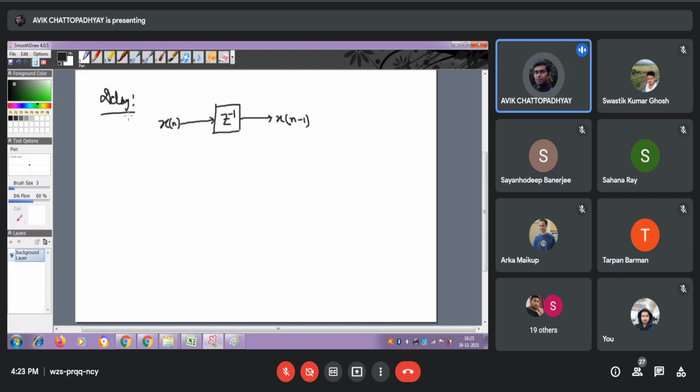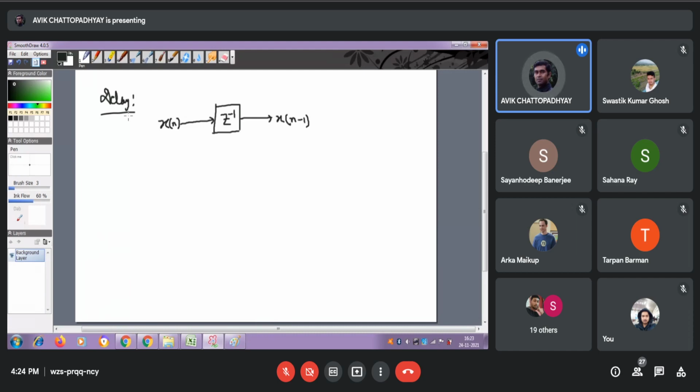But now suppose in terms of hardware, what do you mean by the delay? Suppose you are implementing this system, think from the perspective of hardware. What does one sample delay mean? When you are implementing this kind of operation, there will be some block, some memory, which will store it for some time, and then give it to you. So it is basically one sample delay.